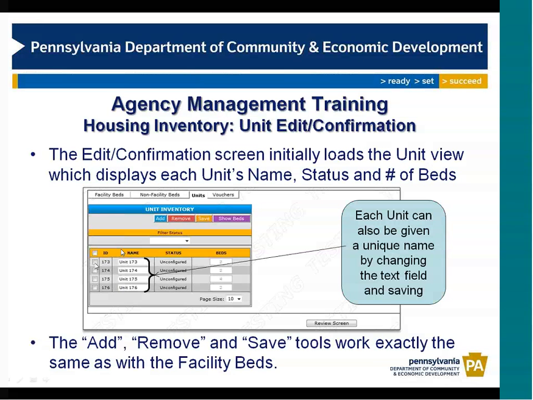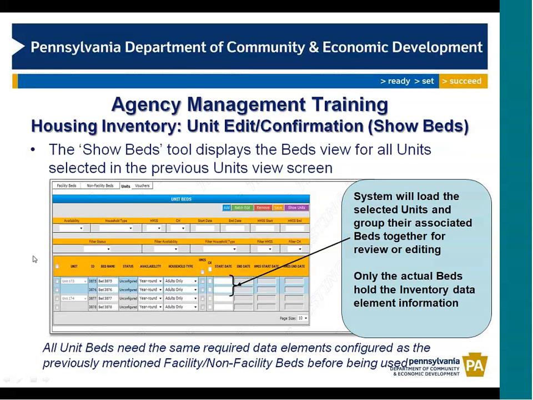So, if you want to just look at one unit at a time, you can check I just want to look at 173, hit show beds, and it'll just show you the 2 beds in there. But we also allow the viewing of multiple units. So if you check this main box up here, it'll check all of them. When you hit show beds, you're going to see every unit, all 4 units subsectioned with every single bed in it. Now the next screen shows what this bed toggle screen looks like.